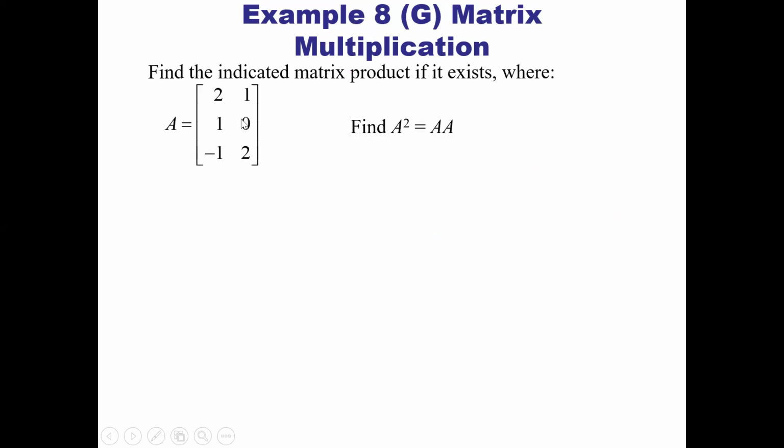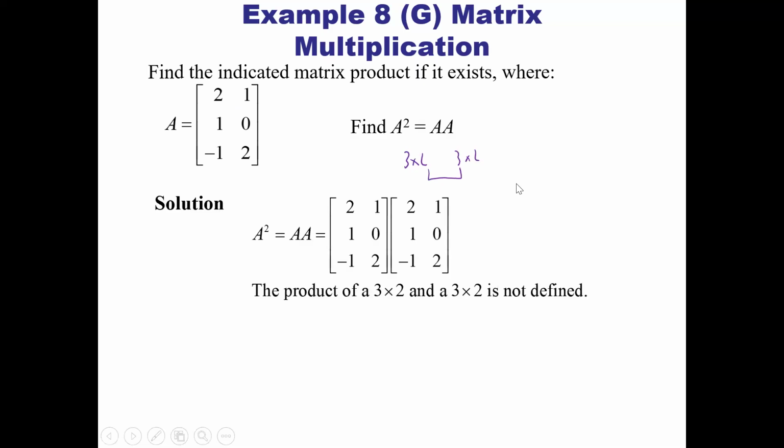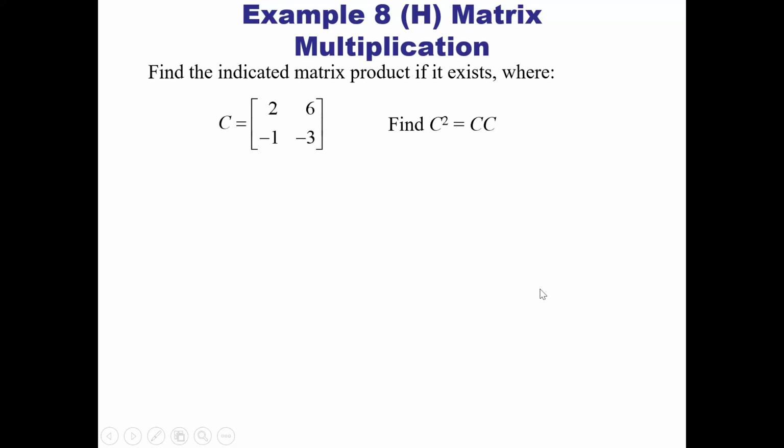What about A squared? Okay, well, A times A basically. Well, A is the 3 by 2, and A again is a 3 by 2. Well, guess what? That's probably going to be undefined. Okay, so that's kind of a nice thing again, just checking those things out before you even try to start multiplying, and you find out it's not defined.